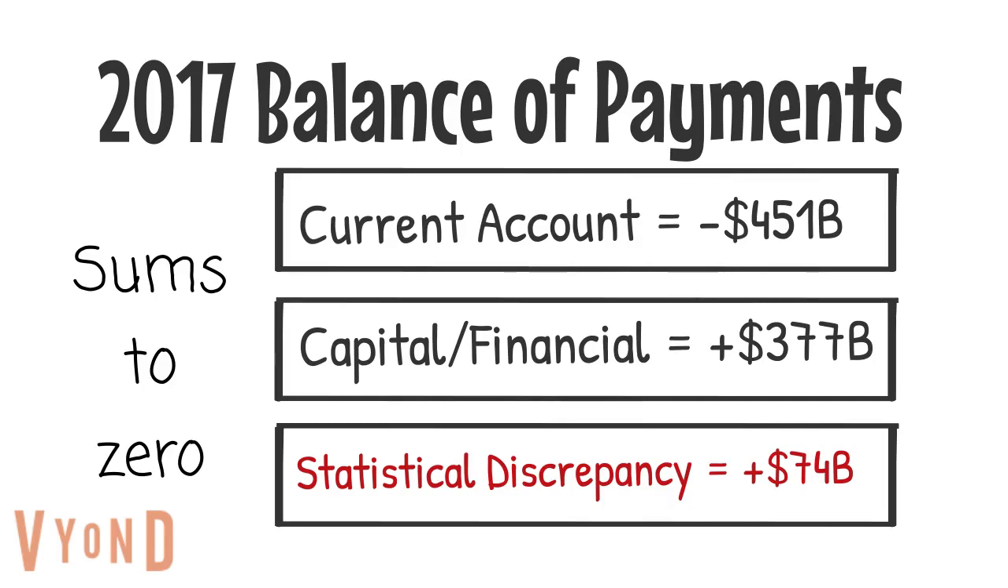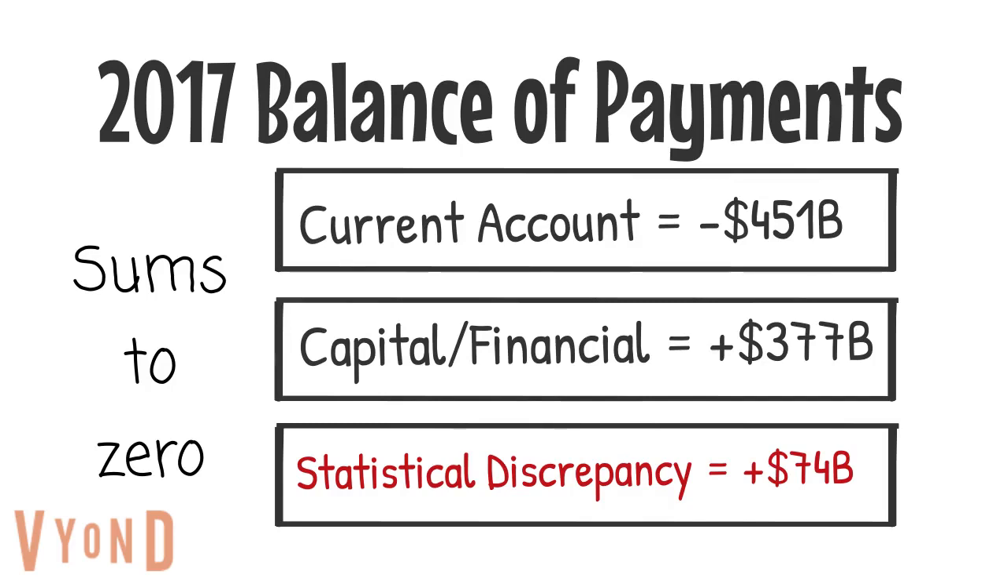So here's the 2017 U.S. balance of payments. You'll notice that we had a big minus on our current account. That means we bought more from other countries than they bought from us. We balance that out by a plus on the capital financial accounts, which essentially means we go into debt to pay for the current account deficit.